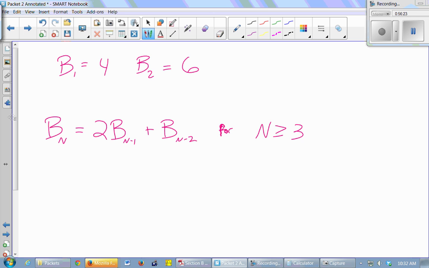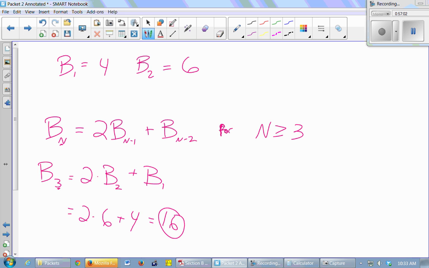So just for the fun of it, let's calculate B3 according to this rule. When my subscript n becomes a 3, then I would do 2 times b sub n minus 1. If n is 3, this would say b sub 3 minus 1, which is 2. Plus b sub, when n is 3, 3 minus 2, which is 1. So this is 2 times 6 plus 4. So 12 plus 4 is 16. The next number in the list will be 16.